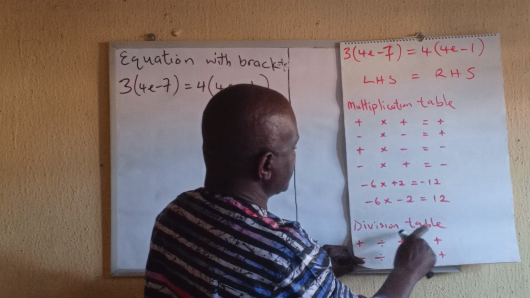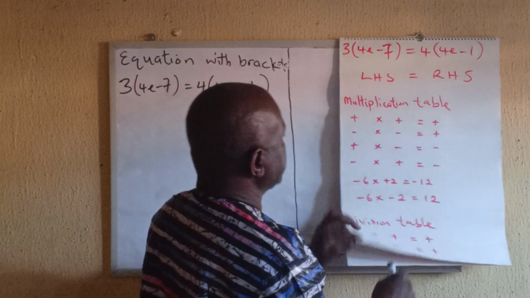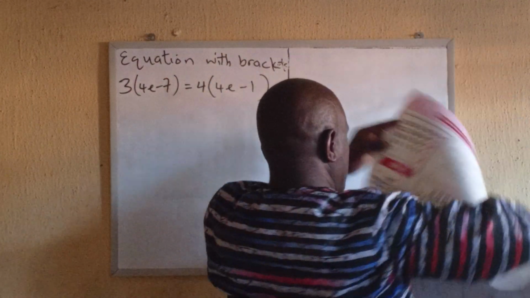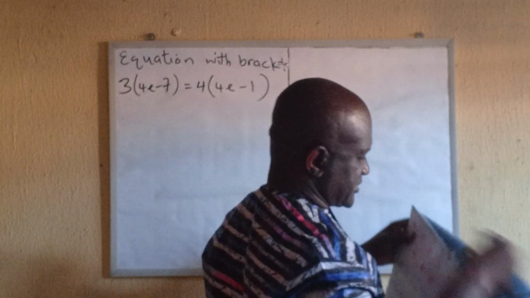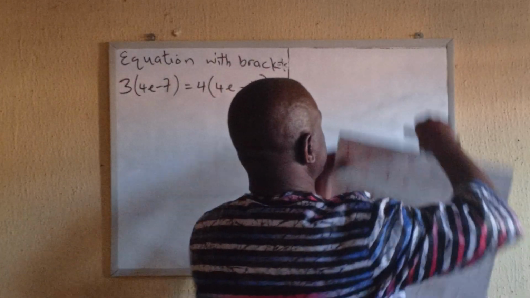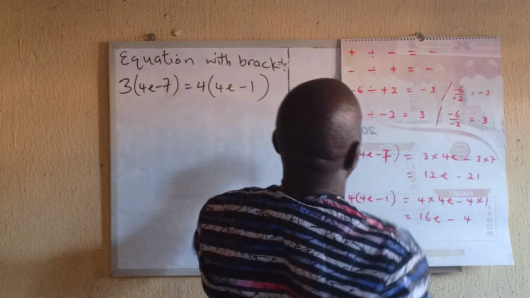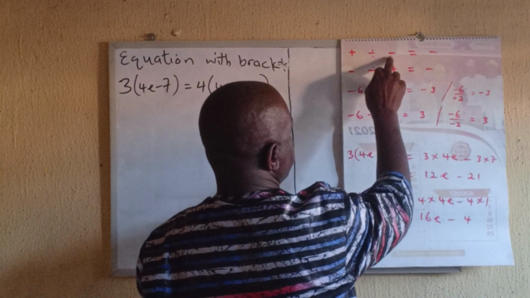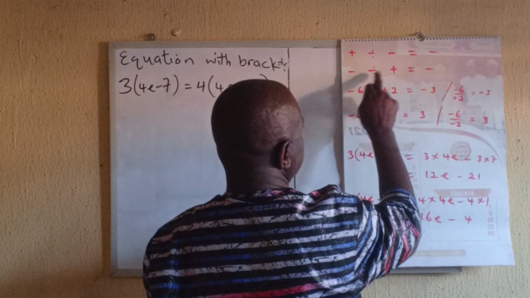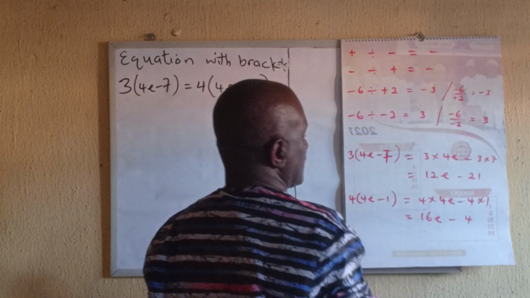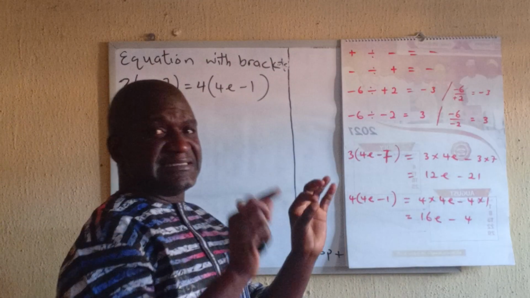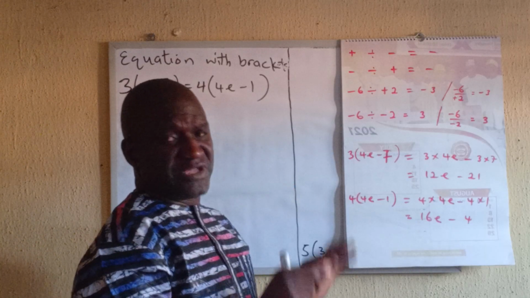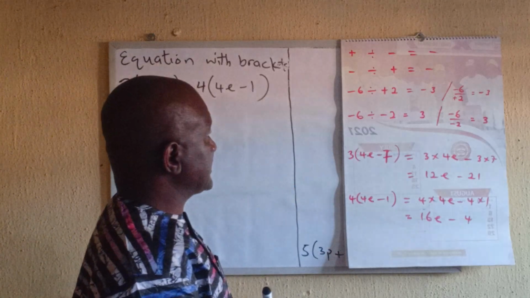Plus divided by plus is plus. The signs are the same. Now let's look at the other division table. Look at it, the signs here are different now. So plus divided by minus is minus. Minus divided by plus is minus. So in other words, when the signs are the same, the resulting answer is plus. But when the signs are different, the resulting answer is negative.